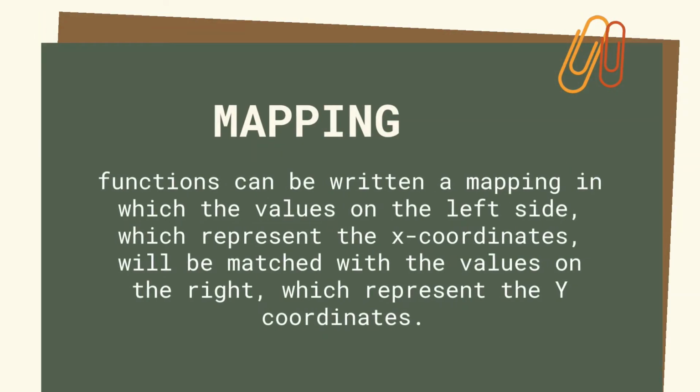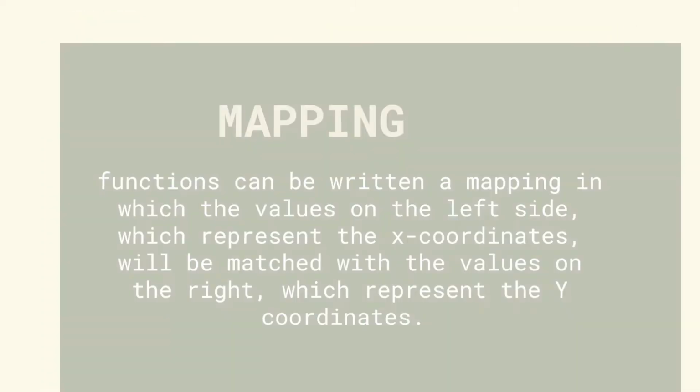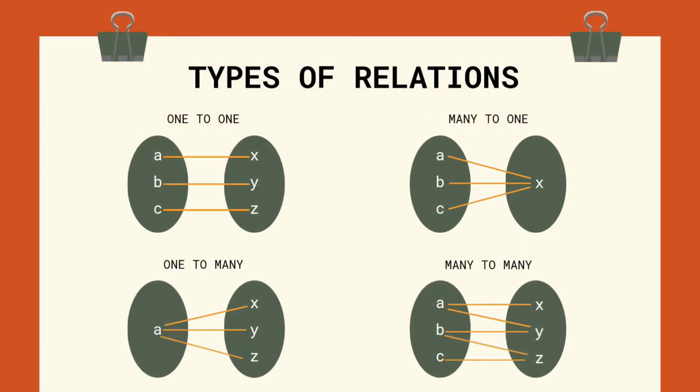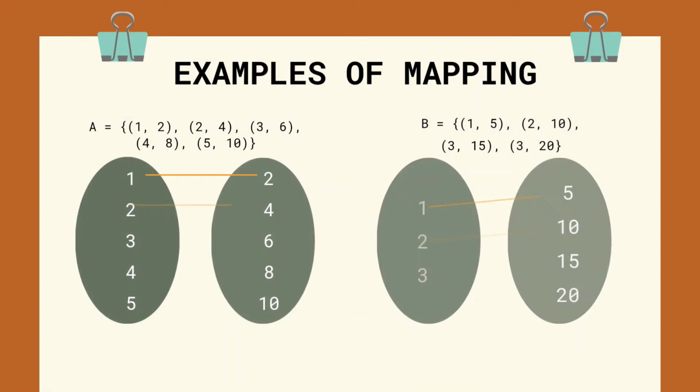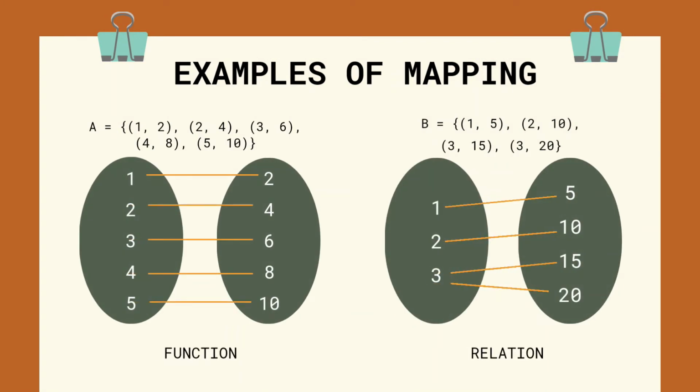Another way of expressing functions and relations is through mapping. In mapping, the values on the left side, which represent the x coordinates, will be matched with the values on the right, which represent the y coordinates. But before we move on to the examples of mapping, here are the types of relations: one-to-one, many-to-one, one-to-many, and many-to-many. Reminder that one-to-one and many-to-one relations can be considered as functions. Always remember that all functions are relations, but not all relations are functions.